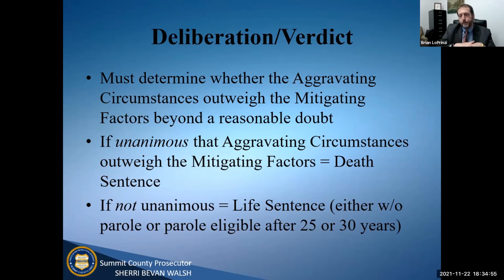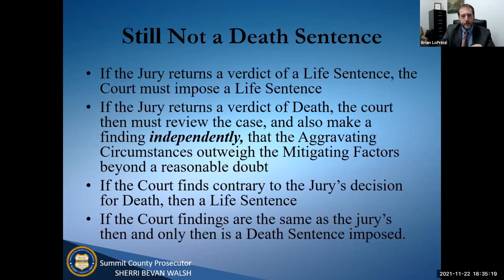If the jury is not unanimous on death, that the aggravating circumstances outweigh the mitigating factors, then they have to decide on a life sentence, and they decide on life without parole, life with parole eligibility after 30 years, or 25 years. And they'll have to decide that, okay? So it's not like if they don't do death, the guy goes home. He could still go to prison for the rest of his life and never have an opportunity to get out, other than if the governor pardons him or commutes his sentence.